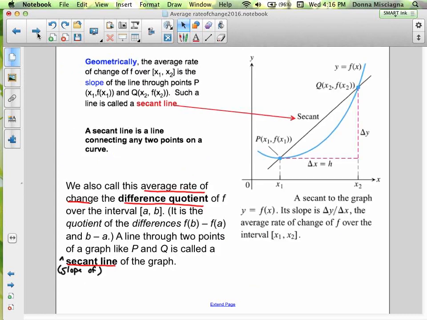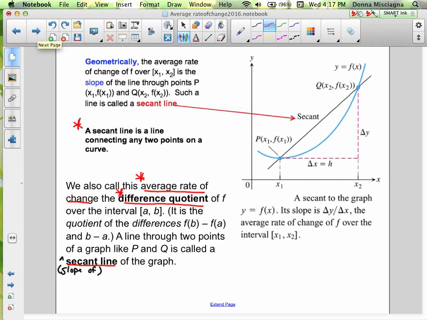No, that was easy. So geometrically, the average rate of change of f over x1, x2 is the slope of the line through points P, (x1, f of x1), and Q, (x2, f of x2). Such a line is called a secant line, right? So you should know what a secant line is. A secant is a line connecting any 2 points on a curve. We also call this, there's another name for it, average rate of change, or the difference quotient, right? So we have three ways here to name this.